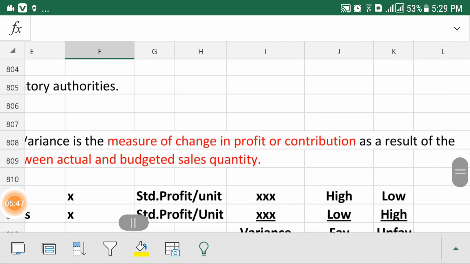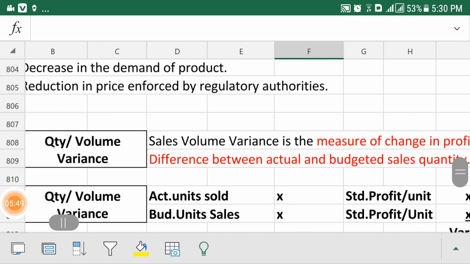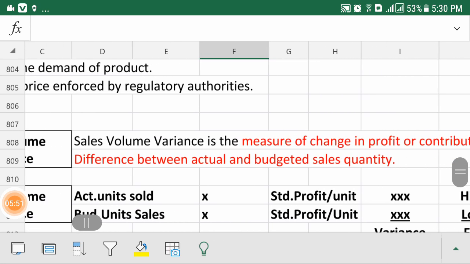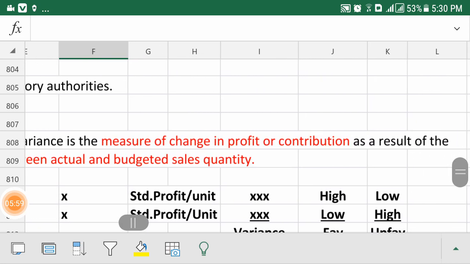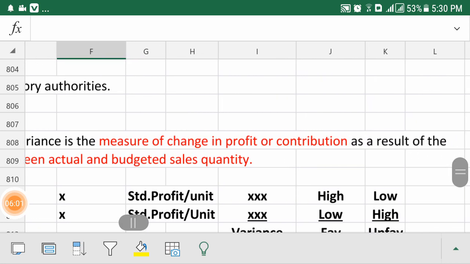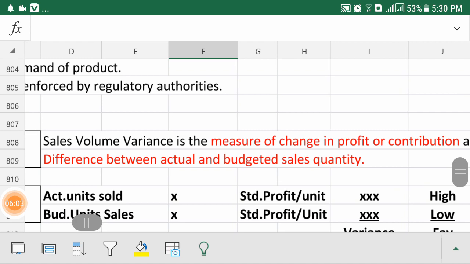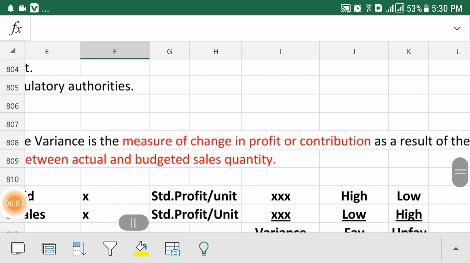Under absorption costing, all production costs are included, including material, labor, variable overhead and fixed overhead, while non-production costs are not included.